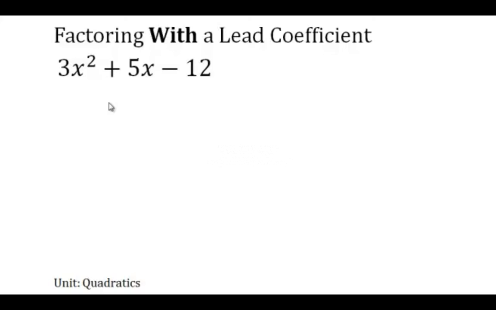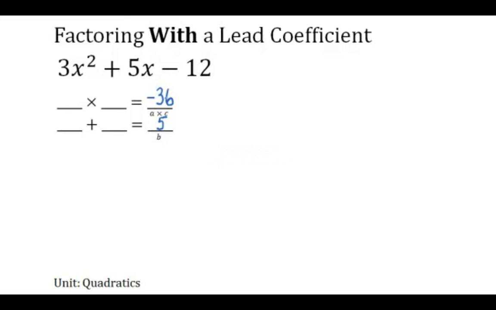Well, the first thing that we do is we answer the same questions that we've been answering for all the situations with regards to factoring a trinomial quadratic, and that is: what two numbers multiply together to give me a times c, which in this case is negative 36, and which two numbers add together to give me 5?